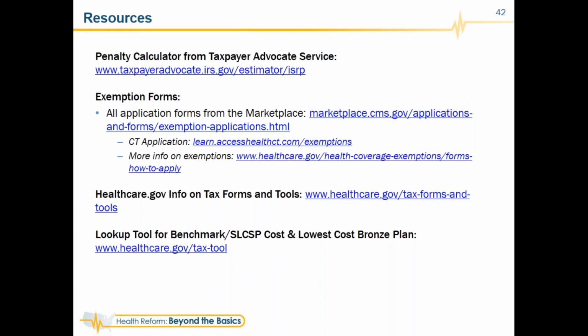There is also healthcare.gov, which has gathered up information on tax forms and tools. And for some of the information that you need for the affordability exemption, like the cost of a benchmark plan, the cost of the lowest cost bronze plan, all of that will be available at healthcare.gov/tax-tool. They haven't updated it for 2017 yet, but I'm sure that come January they'll have it updated.